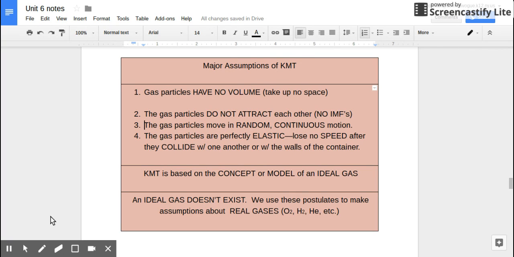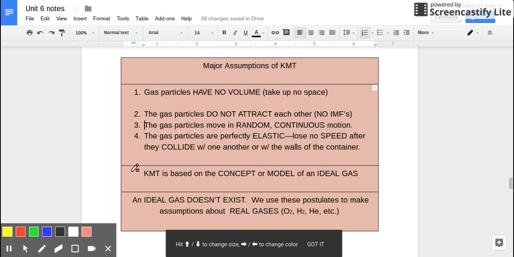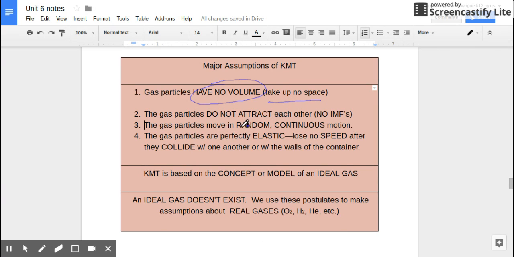They're talking about the actual gas particles taking up no space. Now, is that true? Not really, because they do take up some space. It's just really, really small. Sometimes they use the word negligible. Negligible. I hope that's how you spell it. So it's negligible in comparison to the volume of the container that the gas is taking up.